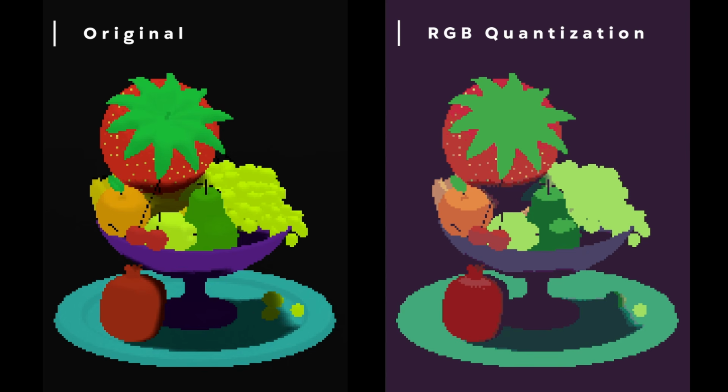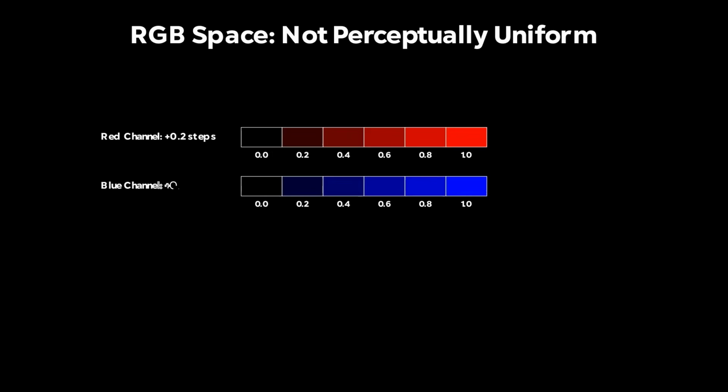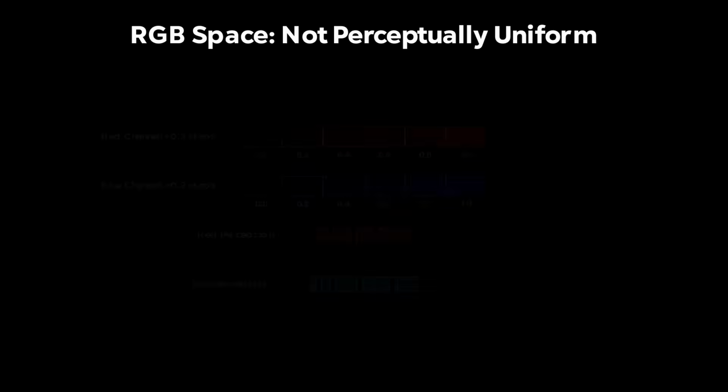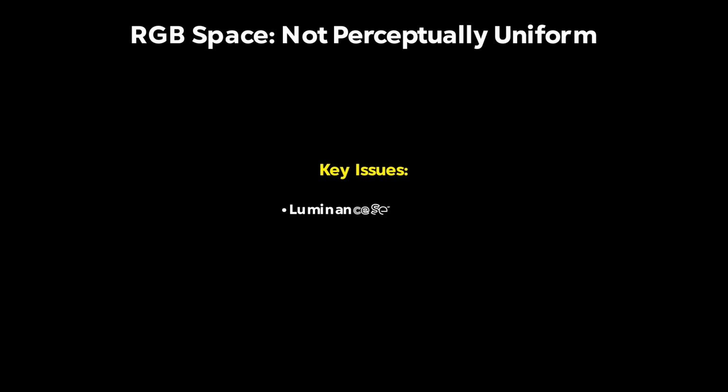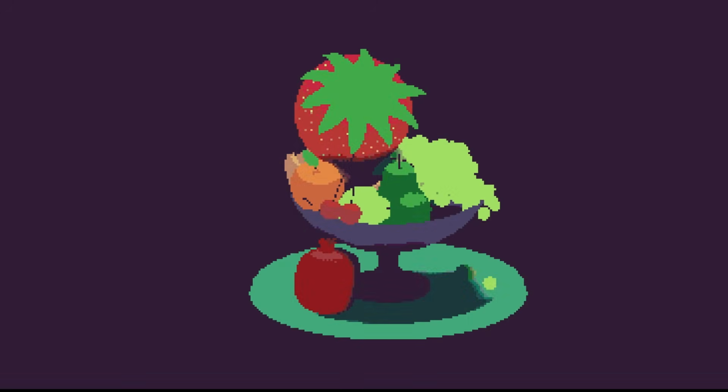The math is correct, but the vision is wrong. Human eyes don't see color as a uniform cube. We are much more sensitive to green than we are to blue, and raw RGB space is not perceptually uniform, meaning equal numeric steps do not correspond to equal perceived changes in color. More critically, RGB distances ignore luminance sensitivity, chroma compression, and nonlinearities in how our eyes respond to hue variation. This is especially damaging in pixel art, where local contrast and subtle hue gradients carry disproportionate weight in visual structure.